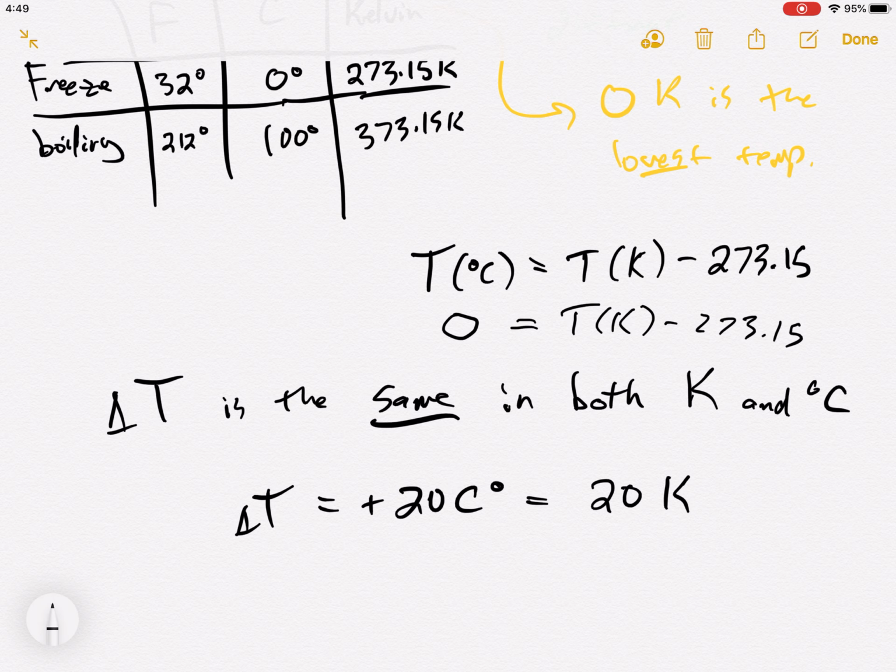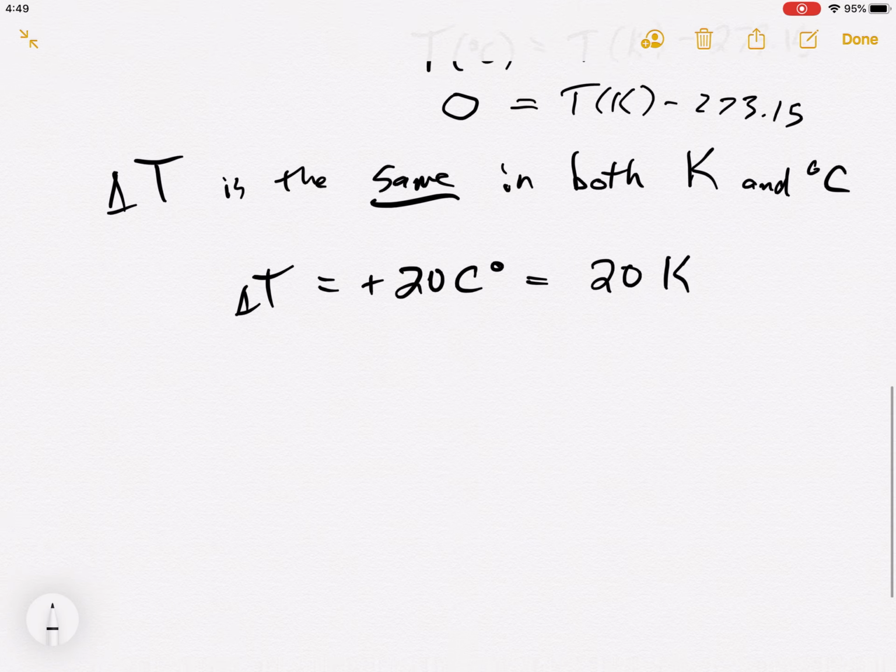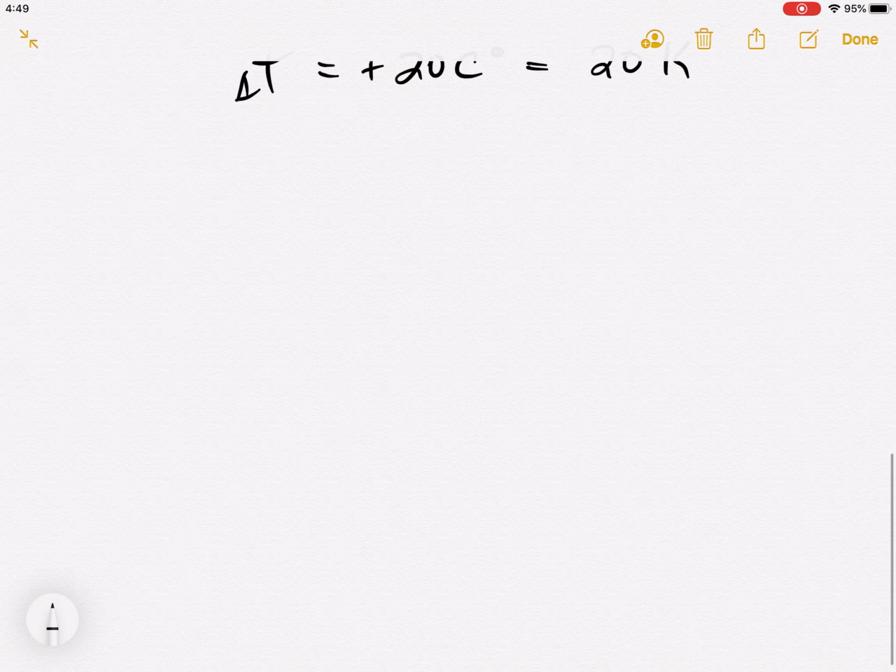Right? It would not be okay to subtract 273 from that. It wouldn't make any sense. Okay, so we'll see lots more examples with that in it. In fact, let's do one right now. So there's another concept here that I want to introduce in this same video, which is thermal expansion.